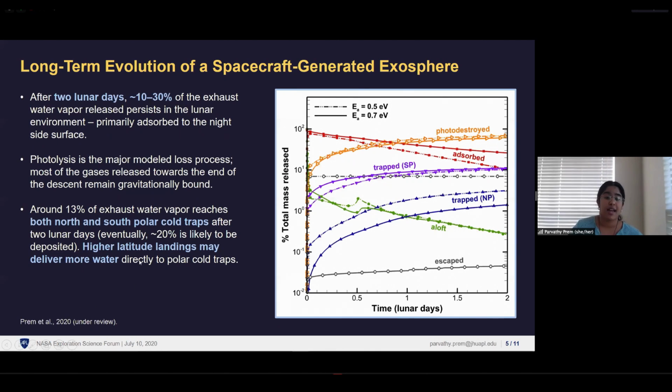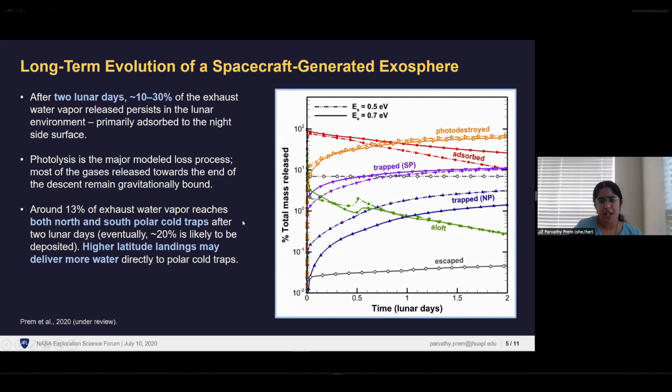And of course, something that's a little implicit in this is that when you have landings at higher latitudes, there aren't really many substantial cold traps at 70 degrees south, but at even higher latitudes, you do have the possibility of delivering more water directly to polar cold traps.